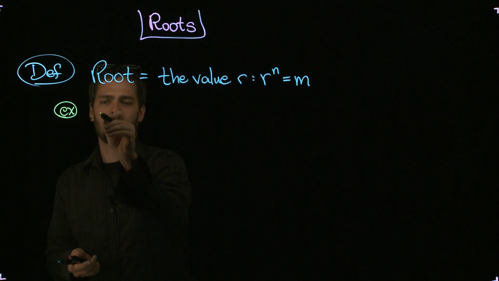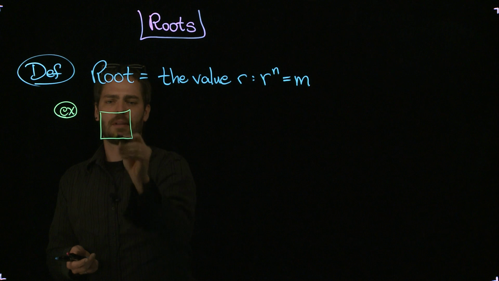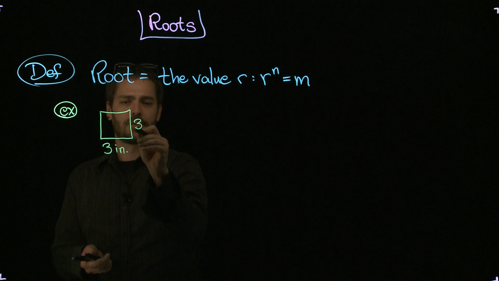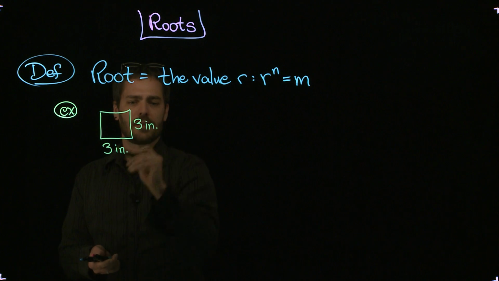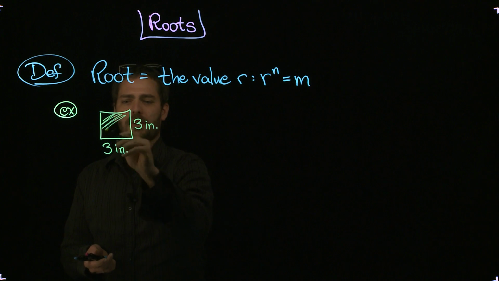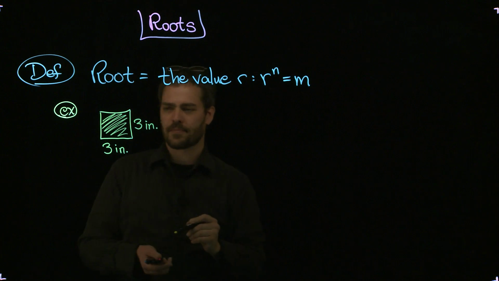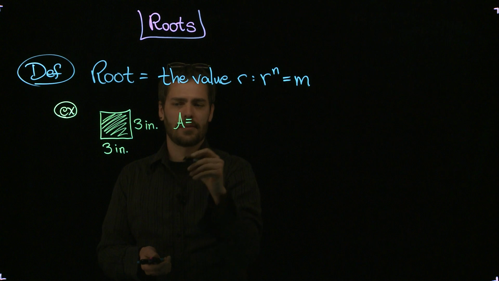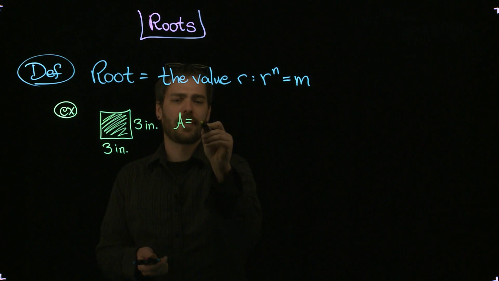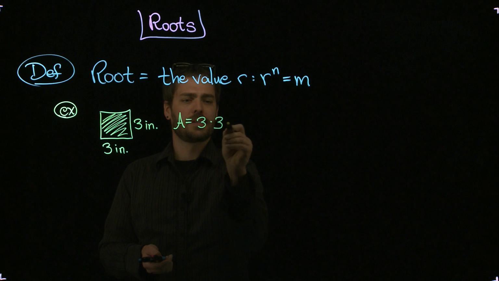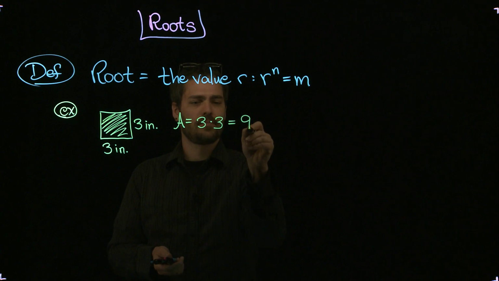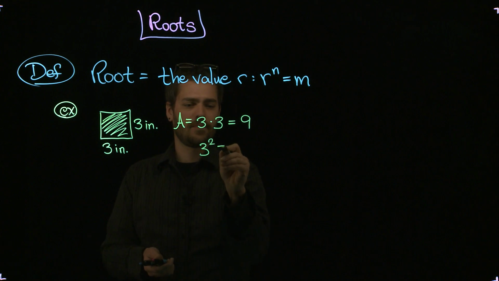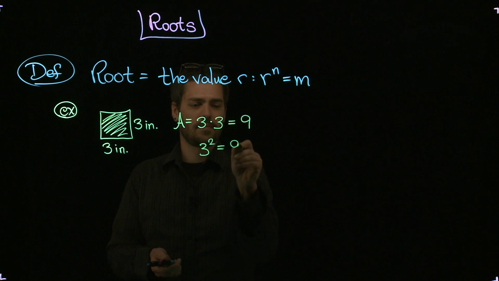Suppose we had a square that had side lengths of 3 inches and 3 inches. And what we're interested in is the area here. The area of the square can be calculated by length times width, or side times side, 3 times 3 in this case, which comes out to 9. Or we could have said that 3 squared is equal to 9.